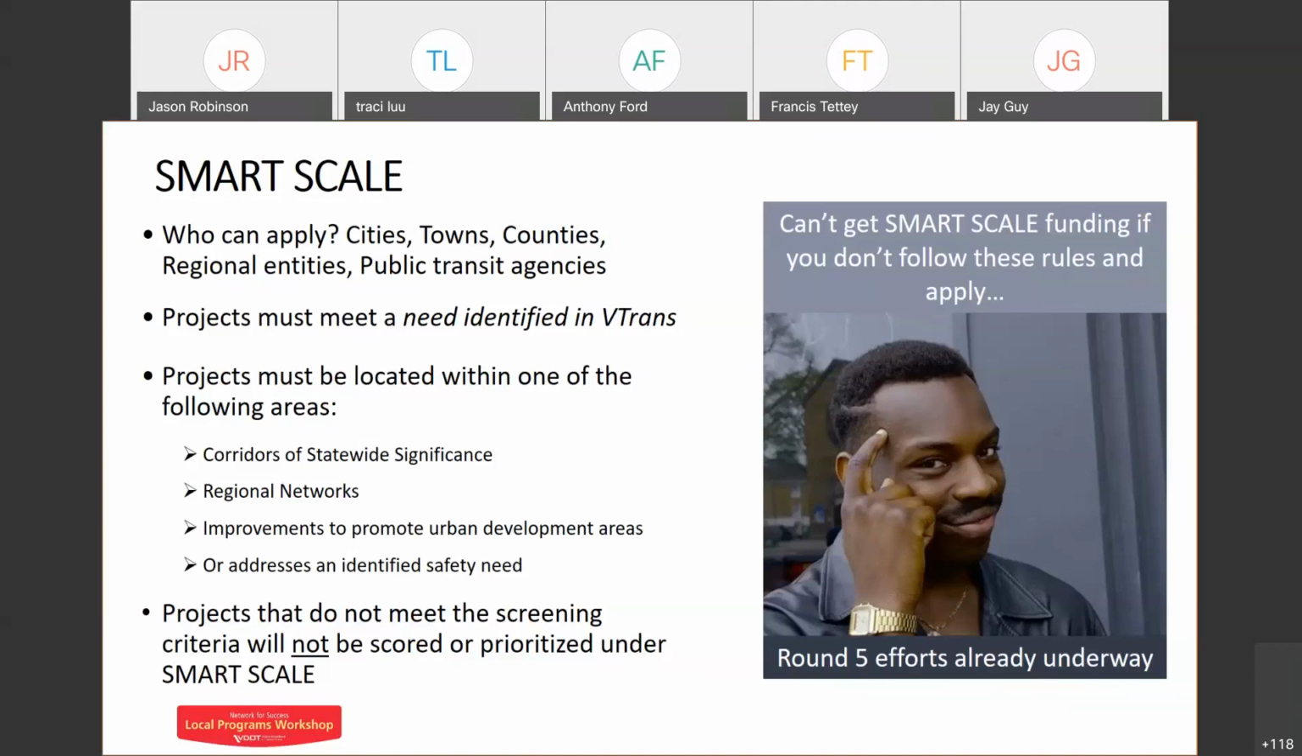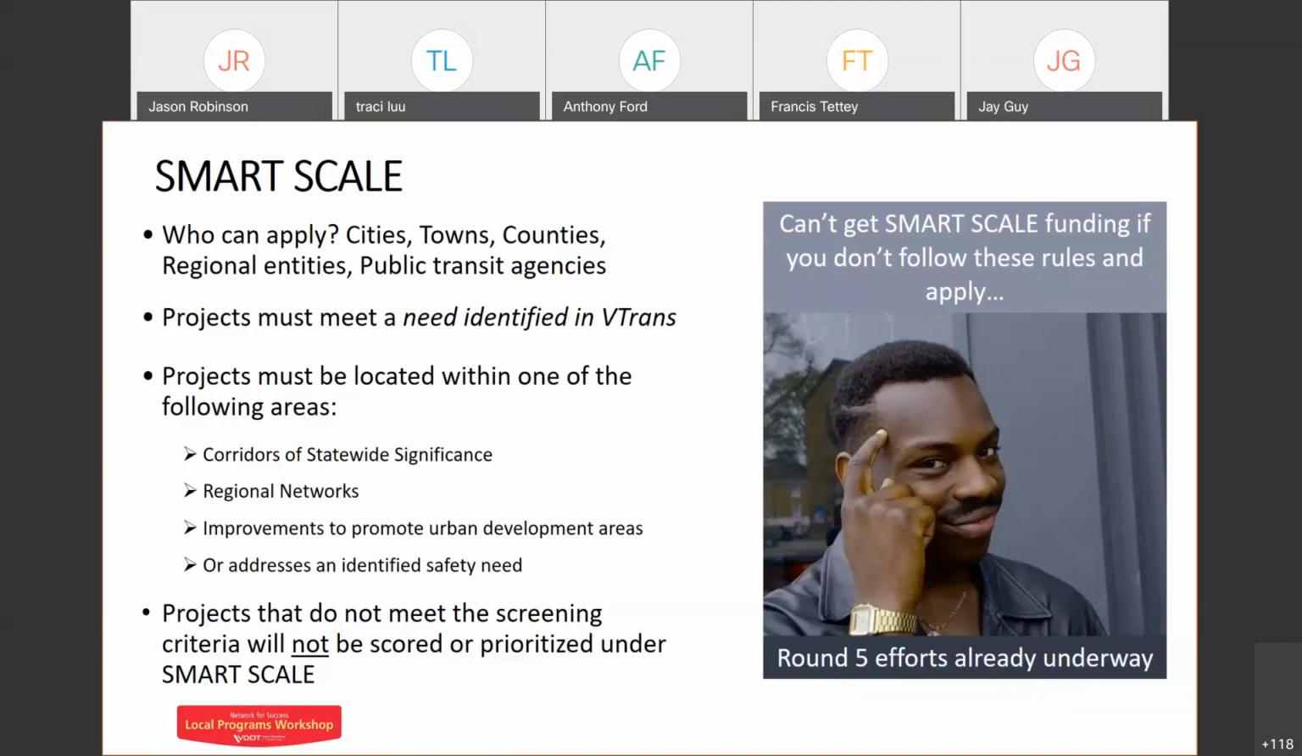You'll see there on the far right, we say round 5 efforts are already underway. And that's not intended to be a joke. Round 4, we know, just wrapped up as far as the locality's submittal of applications back in August. But round 5 will be here before you know it. The calendar's clicking off quicker than ever, it seems. And so I know in our district, we are starting efforts already to try to start working with folks to identify potential projects for round 5.